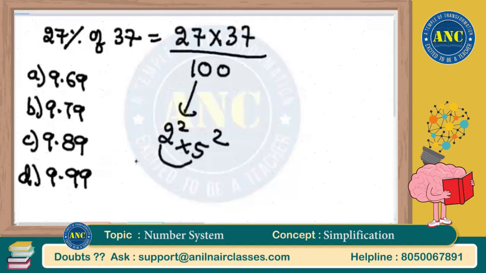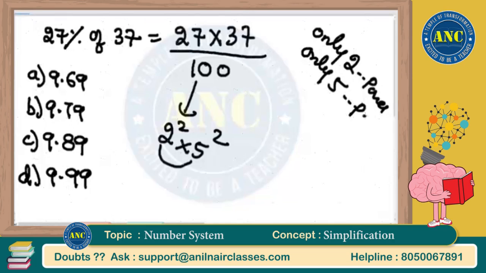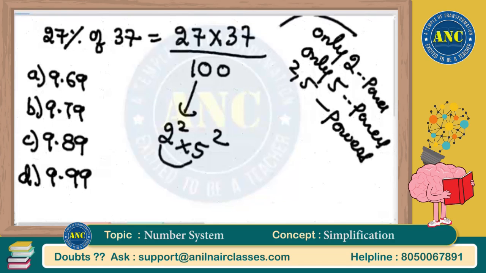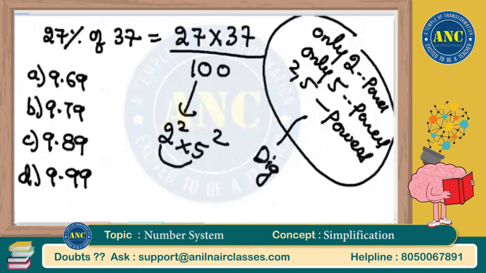Anything with denominator 2 and 5, only 2, only 5. 2 and its powers, 5 and its powers, or 2 comma 5 powers. Anything which has only these, digital sum can be used.